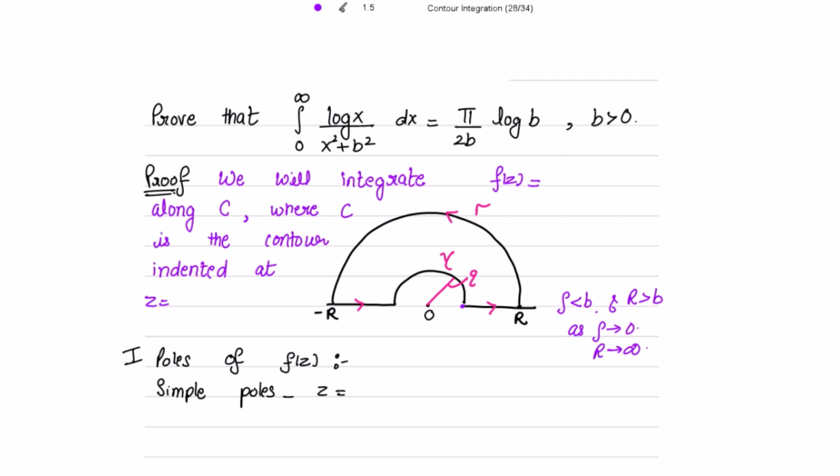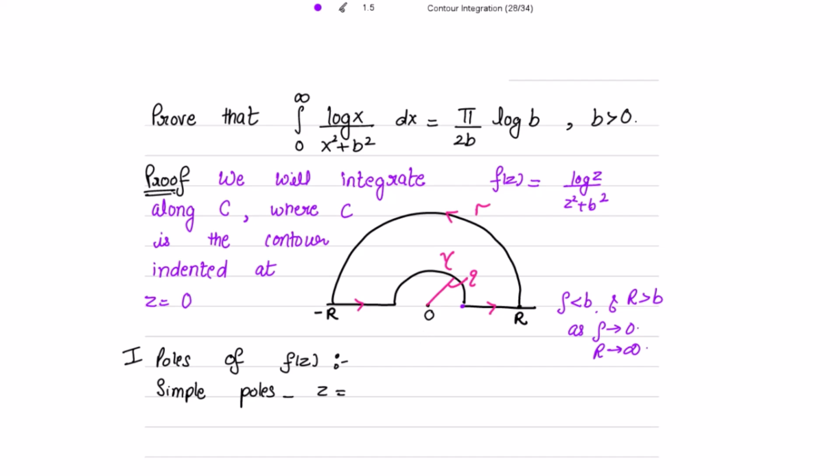In the numerator, I am having log of x, so f(z) becomes log of z over z square plus b square along the contour C, where C is the contour indented at z equal to 0.